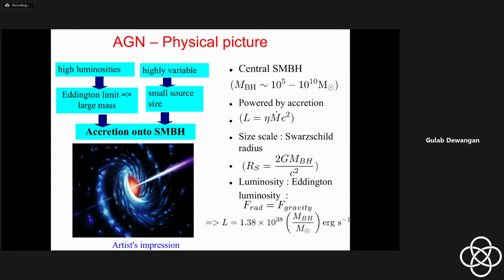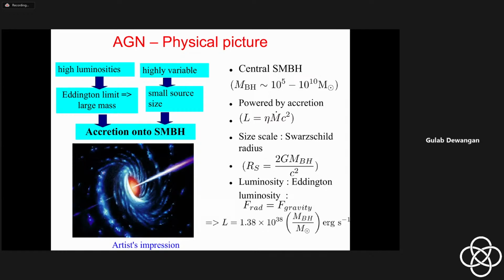So the things to remember is that active galaxies host supermassive black holes at the center. The mass of these black holes can range from 10 to the power 5 to 10 to the power 10 solar mass. They are powered by accretion. If you have an accretion rate m dot, they produce a luminosity, which can be written as m dot c squared multiplied by eta. Eta is the efficiency, and the efficiency is roughly 10 to 20% or so.